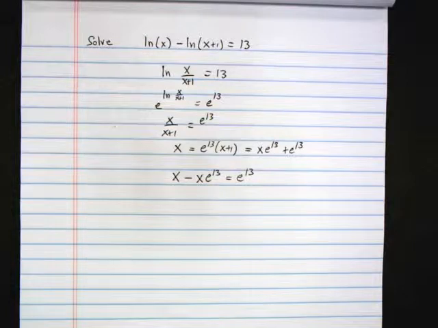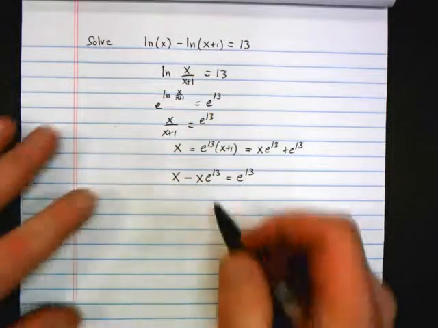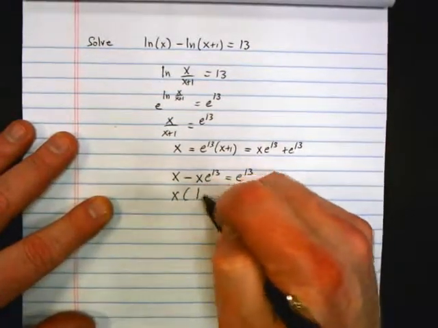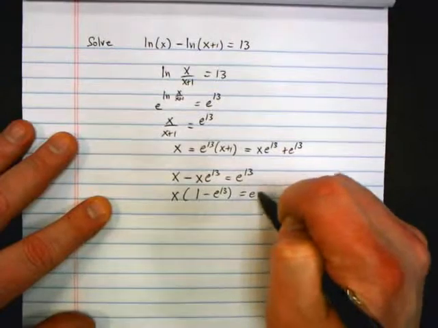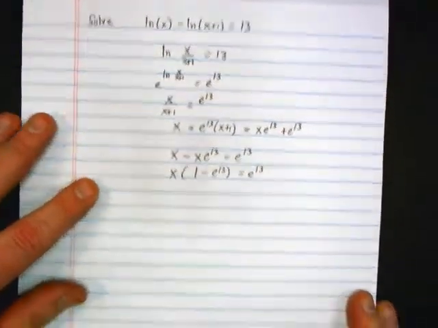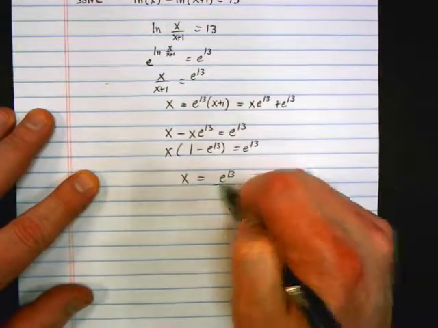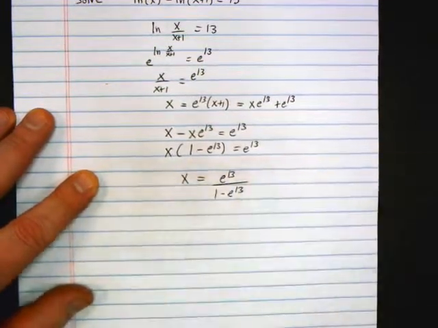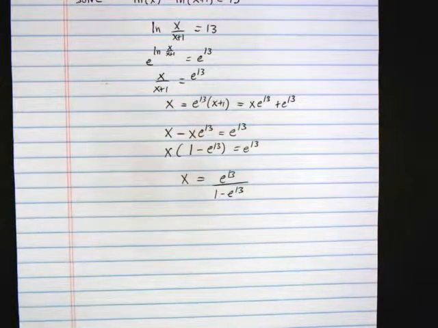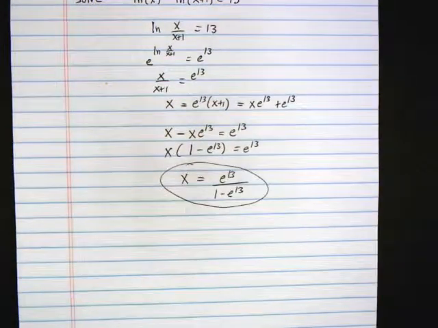Now that I have all my x's together on the left-hand side, factor out an x. x times 1 minus e to the 13 equals e to the 13. Finally, I divide. So x is e to the 13 divided by 1 minus e to the 13. Not the nicest answer I've ever seen. Actually, any number except 0 would have been kind of bad, actually. Nothing special about 13.